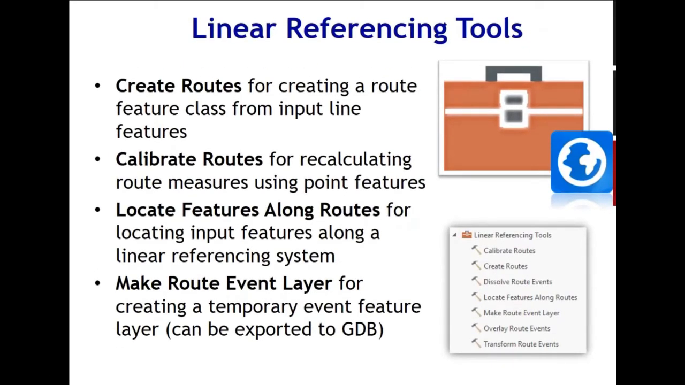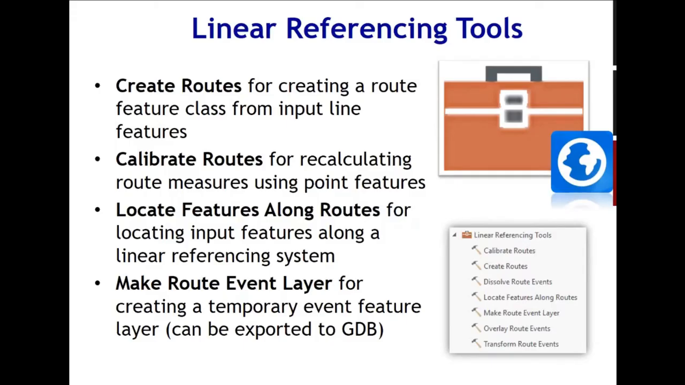From measure assigned to each feature. The Make Route Event Layer tool is sort of the opposite of Locate Features Along Routes. You can use it to take a table with already known measure values and plot features along the route lines. Any type of table supported by Esri will work.